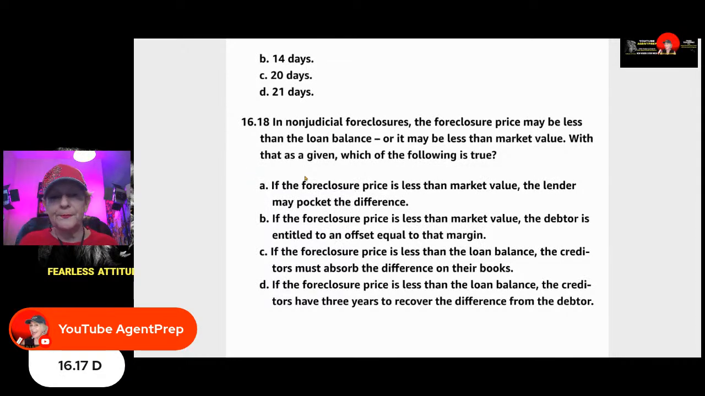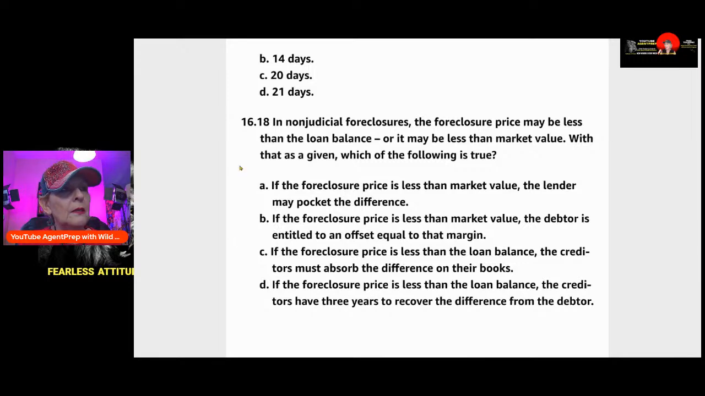There. Okay, number 18. In non-judicial foreclosure, which Texas is, the foreclosure price may be less than the loan balance, or it may be less than market value. With that as a given, which of the following is true? A, if the foreclosure price is less than the market value, the lender may pocket the difference. B, if the foreclosure price is less than market value, the debtor is entitled to an offset equal to that margin. Or C, if the foreclosure price is less than the loan balance, the creditors must absorb the difference on their books. Or D, if the foreclosure price is less than the loan balance, the creditors have 3 years to recover the difference from the debtor.